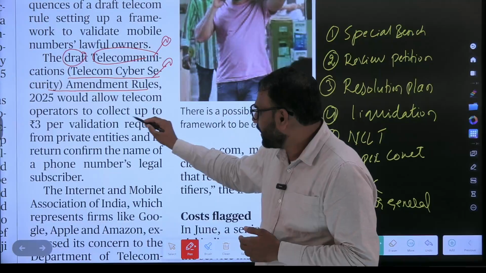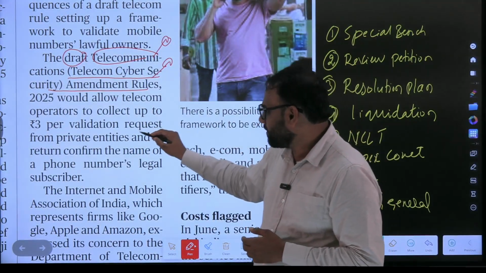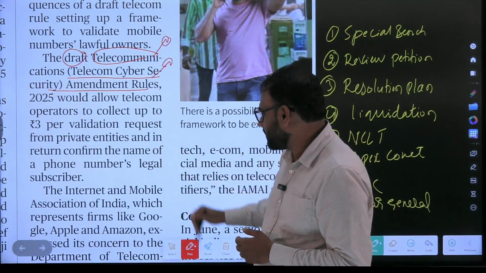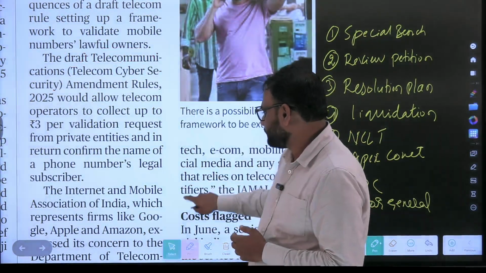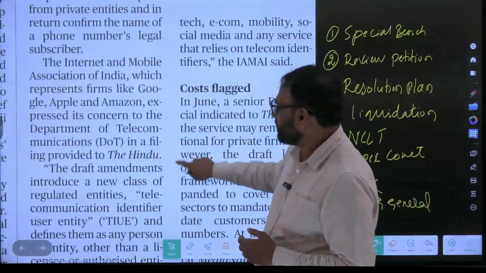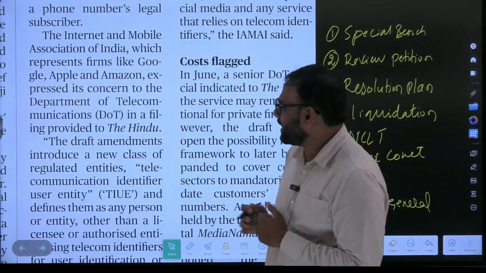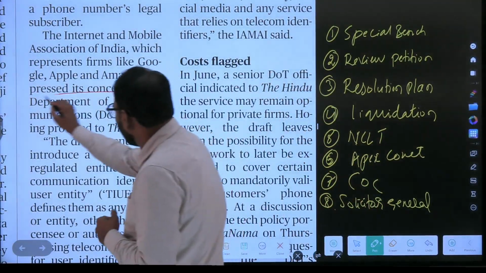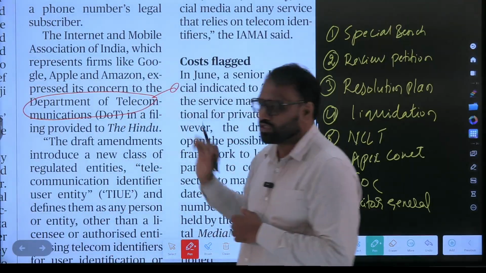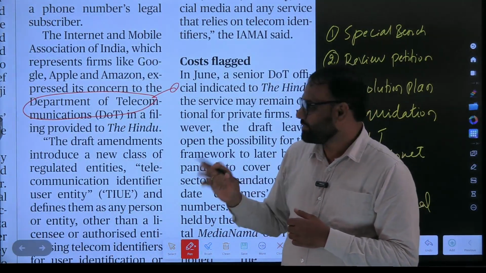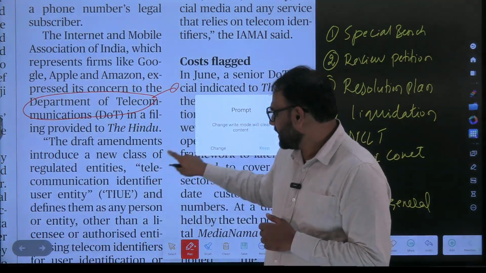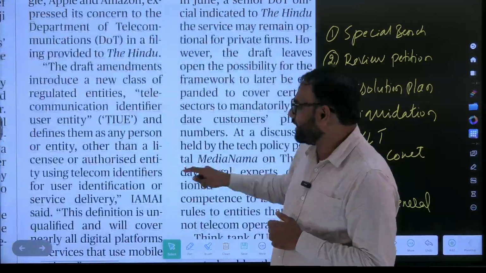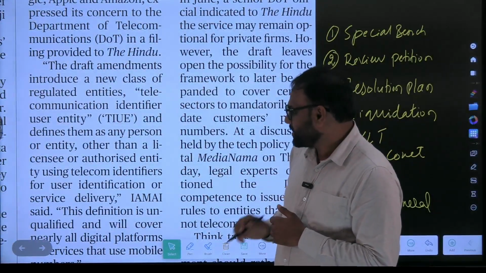It would allow telecom operators to collect a fee per request from private entities and return the name of the phone number subscribers. Okay, not important. The Internet and Mobile Association of India, which represents firms like Google, Apple and Amazon, expressed its concern to the Department of Telecommunications. So this is also a keyword. This department works under which ministry? The draft amendments introduce a new class of regulated entities, telecommunication identifier user entity, so TIUE.